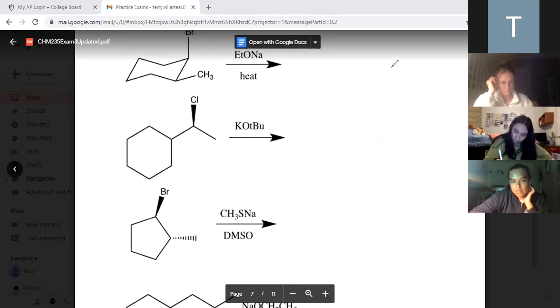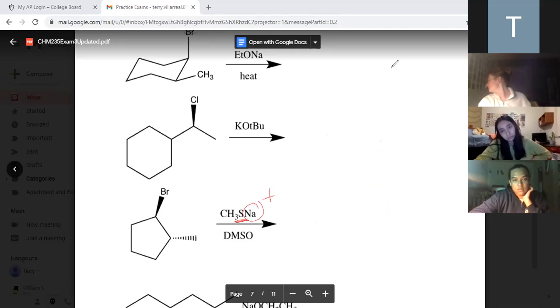Does this S have a charge or not? Yep, because remember, whenever you see a metal, the metal is a plus charge, and then whatever is next to it is going to be a minus charge. Anytime you see an S minus, you should automatically think strong nucleophile. So what type of reaction is this going to be now? SN2, strong nucleophile, right?